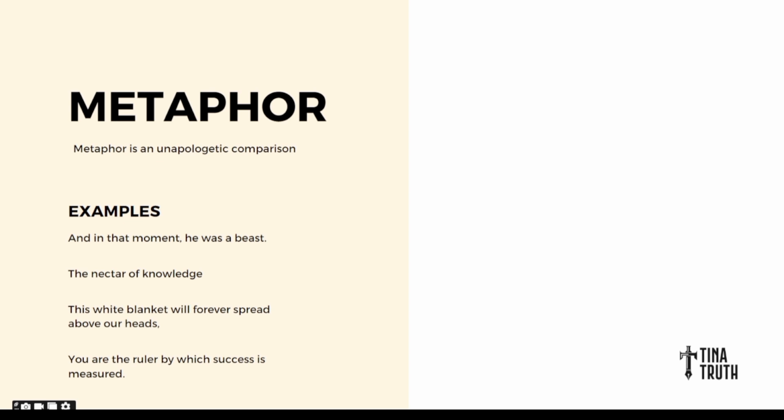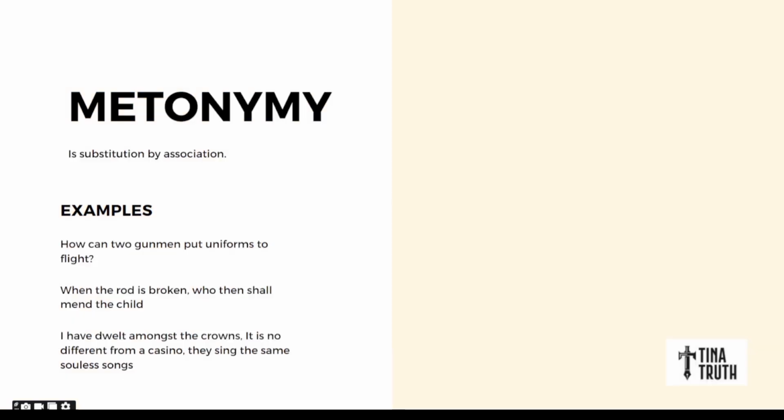All right, so we're going to be going to the next one, which is metonymy. Metonymy is substitution by association. Like I'm telling you, these definitions are my personal definitions. Metonymy is substitution by association. Now, what does this mean? It means I substitute one thing for another because they are associated. Good. You get it. I know you get it.